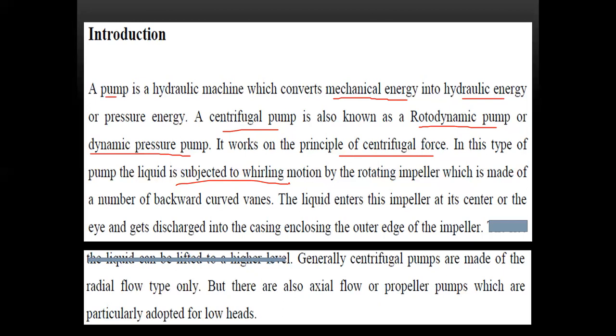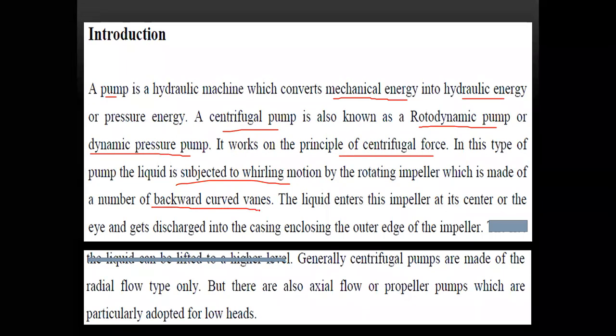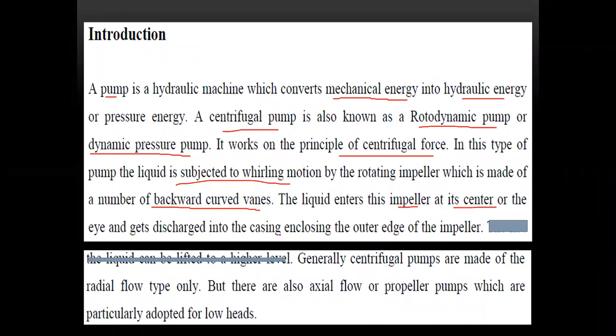You will get some sort of whirling action, right? By the rotating impeller, which is made of a number of backward curved vanes. The liquid enters the impeller at the center or eye and gets discharged into the casing enclosing the outside edge of the impeller. This sentence you can write on your own whenever you get a question.